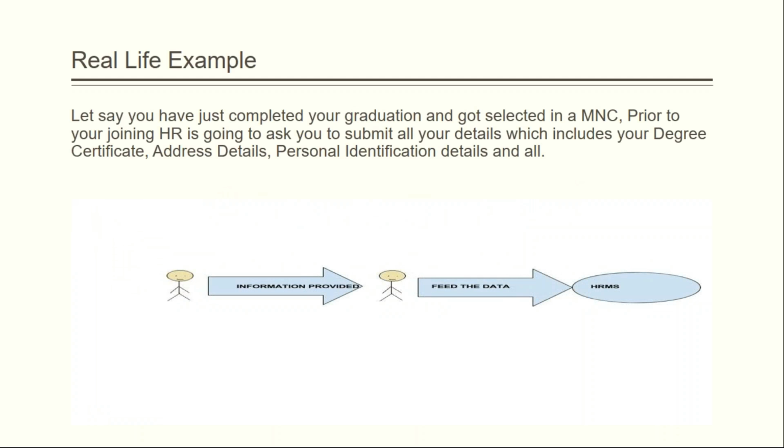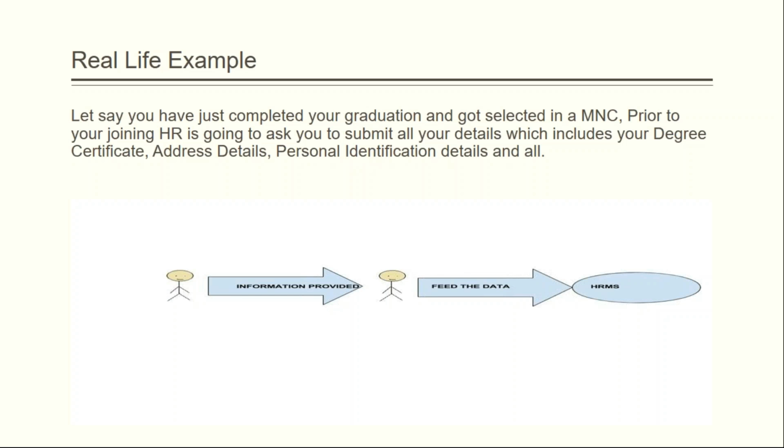So let's take a real life example. Let's say you have just completed your graduation and you are lucky enough to get selected by a multinational company. Now, with every one of us this already happened: prior to our joining, HR asks for our details, right? They ask us to submit the degree certificate, address details, and all these things. So the question here is, what do companies do with this particular data?